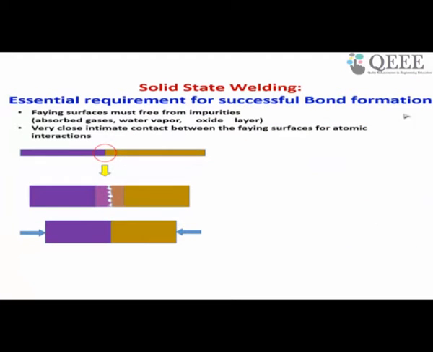What is the essential requirement for successful bond formation in a solid state welding process? First, as we discussed, the faying surfaces must be free from impurities. That's why I told you the first step is cleaning. Second is very close intimate contact between faying surfaces for atomic interaction. So you have to bring both to very close contact. That's why I told you surface preparation, and then you have to apply high force on both sides so that both will come in contact as close as possible. When the distance is less than the equilibrium interatomic distance, then joining is possible.